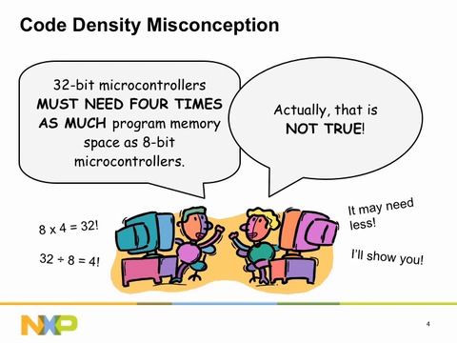It would be easy to assume that a 32-bit microcontroller would need 32 bits or 4 bytes for each instruction, and that an 8-bit microcontroller would need 8 bits or 1 byte for each instruction. That would mean a 32-bit microcontroller would need 4 times as much program memory as an 8-bit microcontroller, and 2 times as much program memory as a 16-bit microcontroller. However, this is not true. In fact, code size on a 32-bit Cortex-M0 processor can actually be less than the code size for an 8-bit processor, sometimes as much as a quarter or half as much.